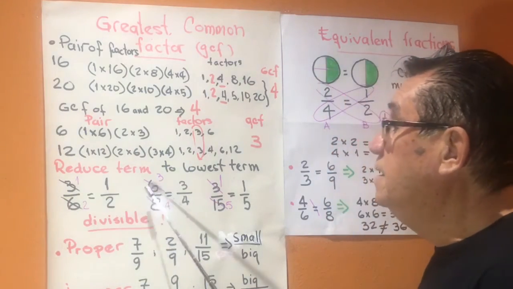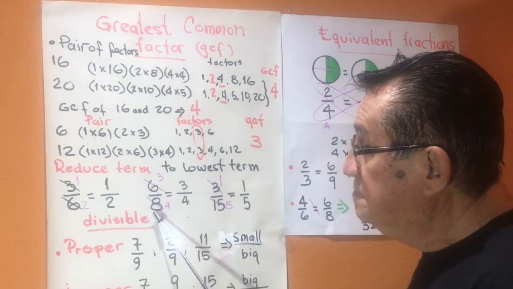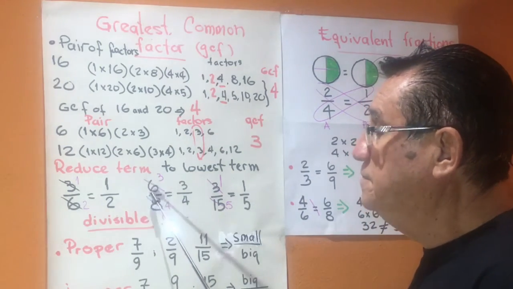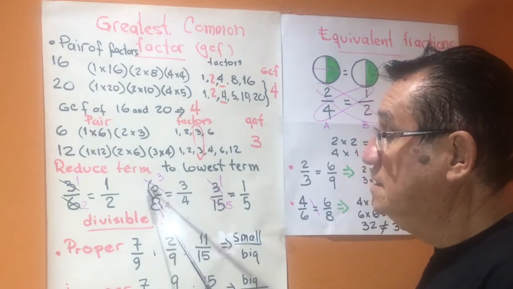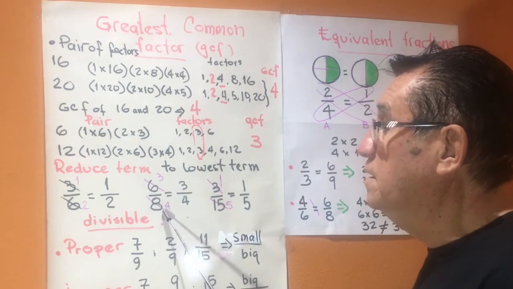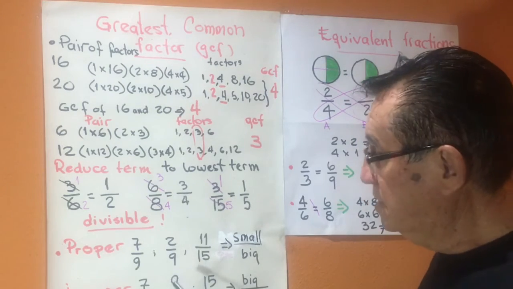The same here, 6 eighths. Well, these are even numbers, so I can divide by 2. 6 divided by 2 gives me 3. 8 divided by 2 gives me 4. So the equivalent fraction in this case is 3/4.